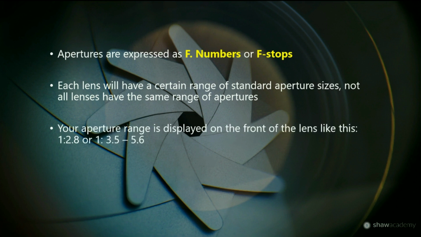Your aperture range is displayed on the front of your lens like this, and we had a look at this back in lesson number 3. We're going to have a look at it again in just a moment, so don't worry if you have forgotten this.